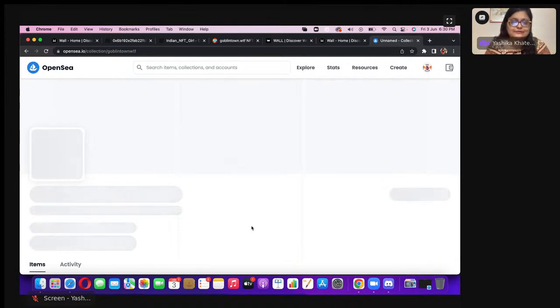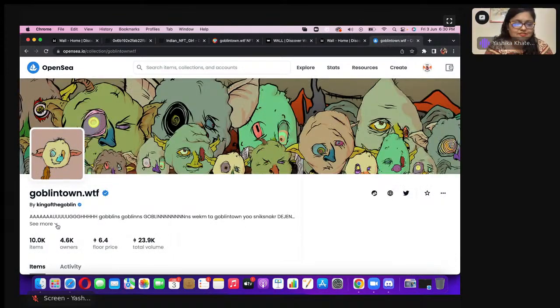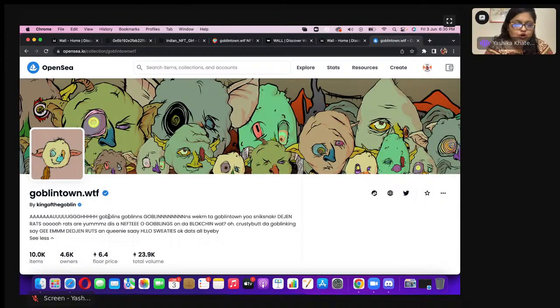So you see, they came up with a very unique language. Oh, goblins, goblins, goblins, welcome to Goblin Town. So they have their own way of saying the same thing, but they have written it in a different way. Okay, Krusty Butt, the Goblin King, say GM. Dead Gen, Ruts, Queenie, say hello, sweeties. Okay, that's all. Bye bye.